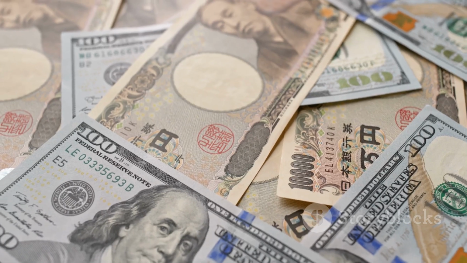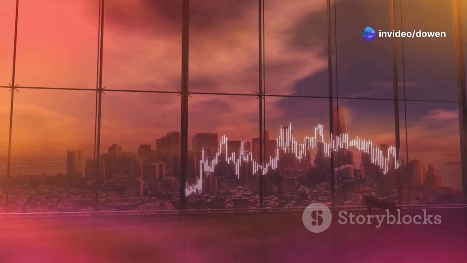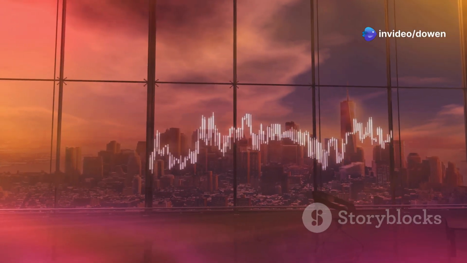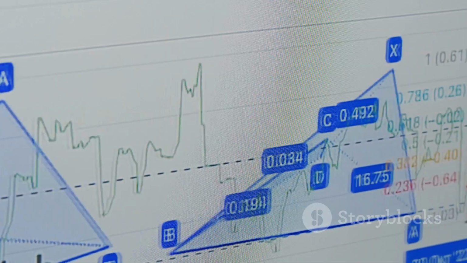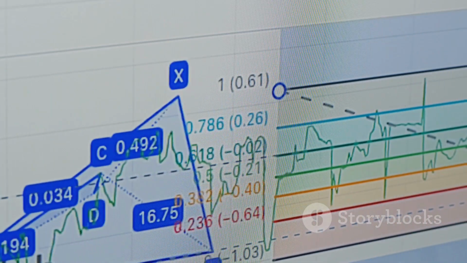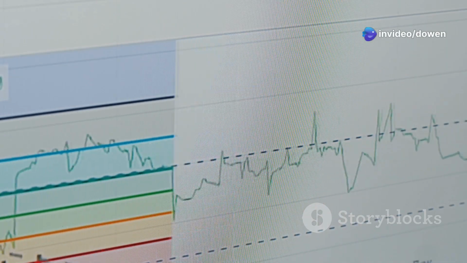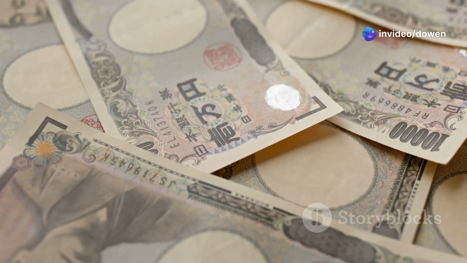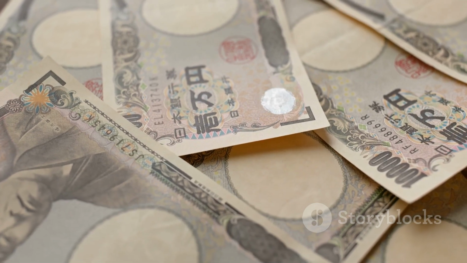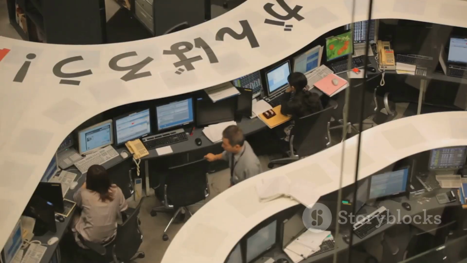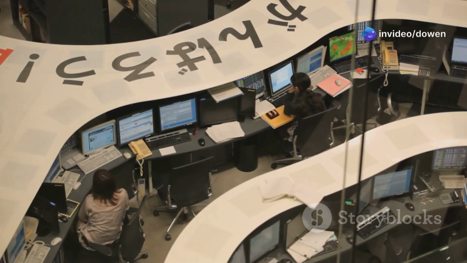Another highly popular pair is the USD-JPY, US dollar versus Japanese yen. This pair is significant due to Japan's status as a major global economy and the yen's role as a safe haven currency. During times of global market stress, investors often flock to the yen, causing the USD-JPY to fall as the yen strengthens. The Bank of Japan's monetary policy, which has often been very accommodative, also plays a huge role in driving this pair. Its liquidity is excellent, and it's closely watched by traders around the clock, particularly during Asian trading hours.